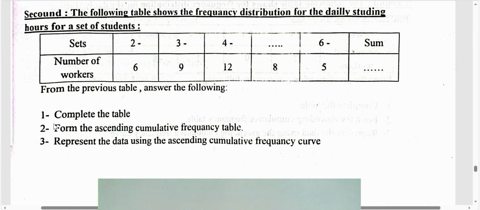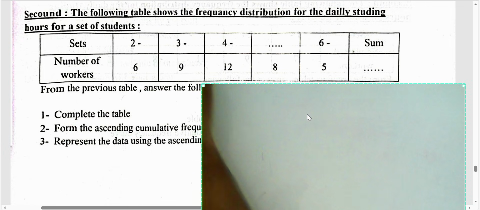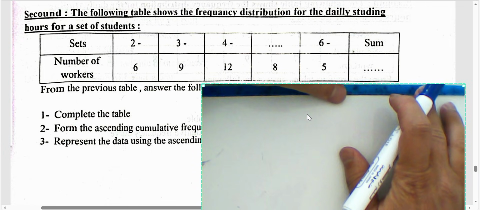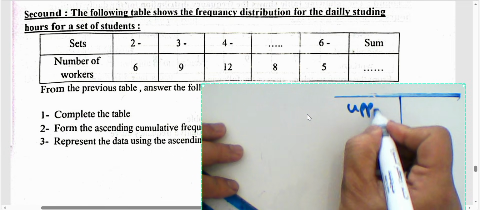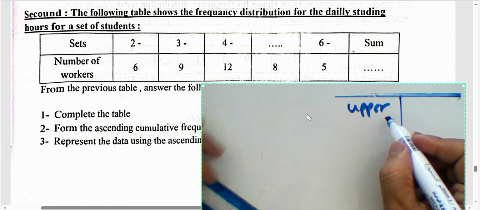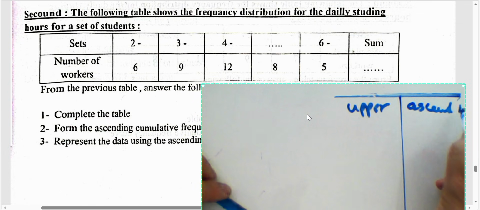Second question. The following table shows the frequency distribution for daily studying hours. 2, 3, 4, 5. Right here 5. And 6 plus 9, 15 plus 12, 27. 27 plus 13 equal 40. Summation here 40. Right, 40 here. Now we will draw like the first question, right, upper and ascending. Draw the table. The upper boundaries of sets, and ascending, it's repeating.